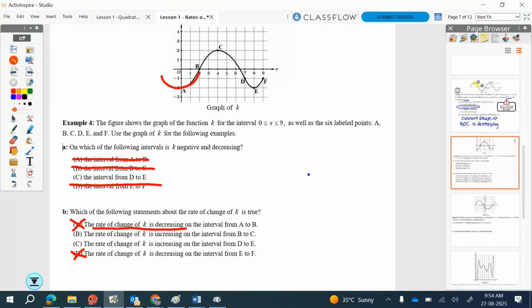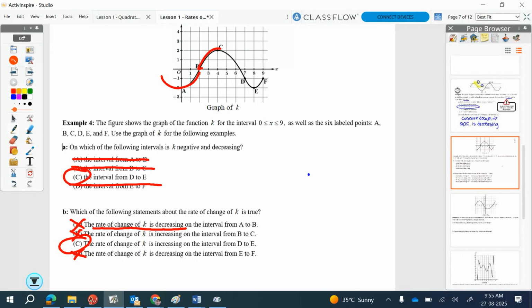So on these next two, the rate of change is going to be increasing. So if the rate of change is increasing, are we looking for concave up or concave down this time? We're looking for concave up. B to C, that's concave down. So it's not that one. D to E, that's concave up. So the correct answer here has to be C again.